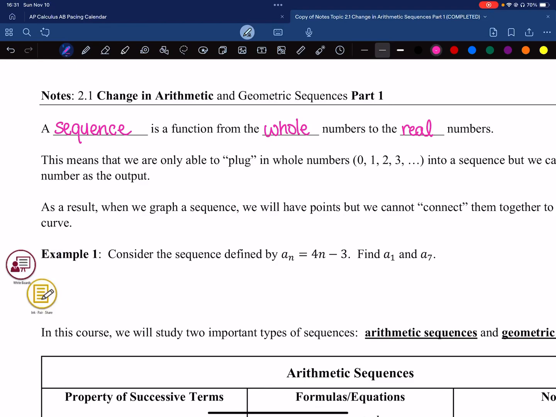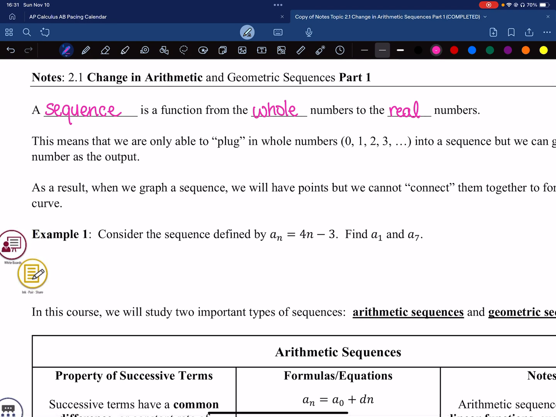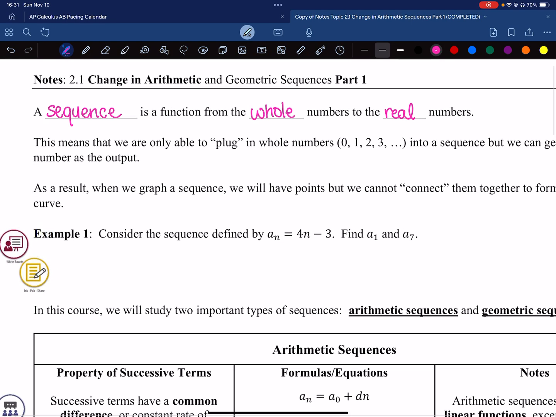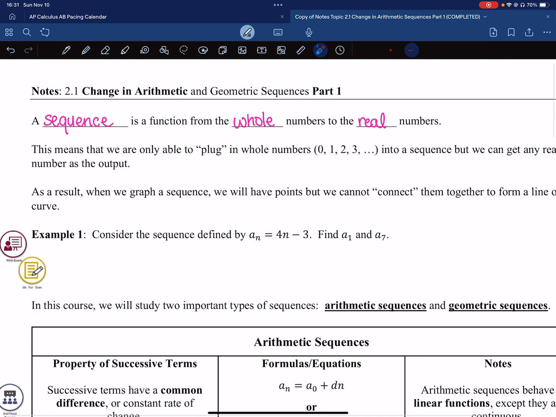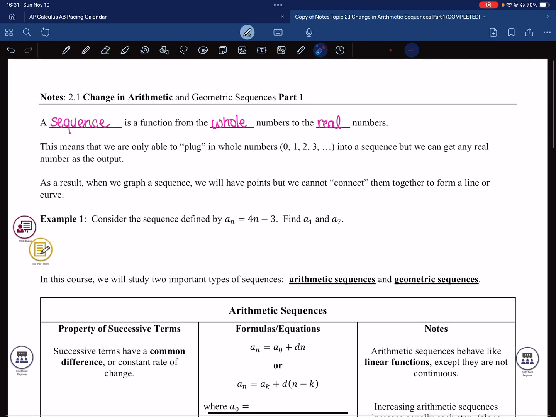This is part one to section 2.1, change in arithmetic and geometric sequences. So in this video, we are going to focus on arithmetic sequences. A sequence is a function from the whole numbers to the real numbers. What this means is that you're only able to plug in whole numbers, and whole numbers are 0, 1, 2, 3, so on and so forth, into a sequence, but any real number can be the output.